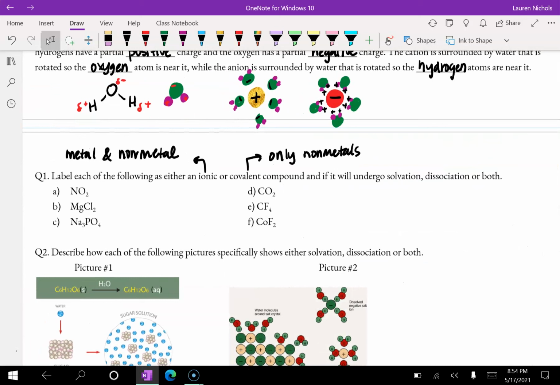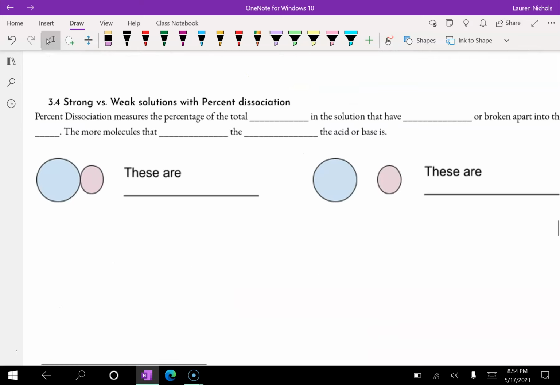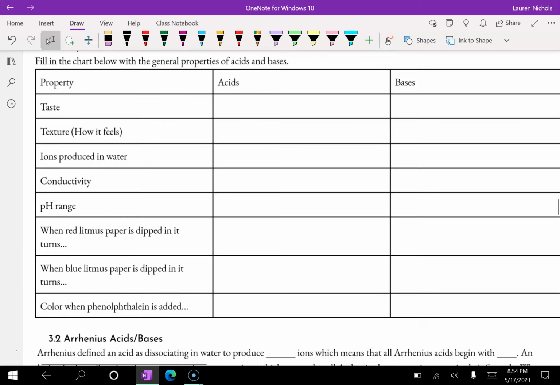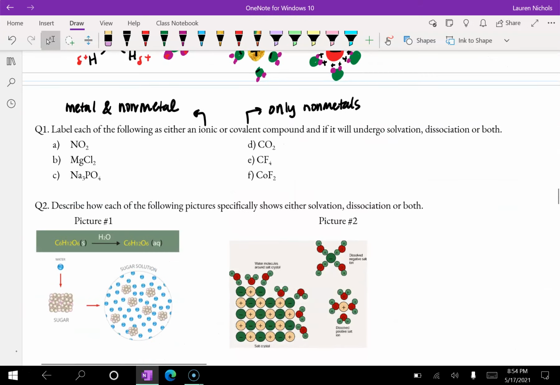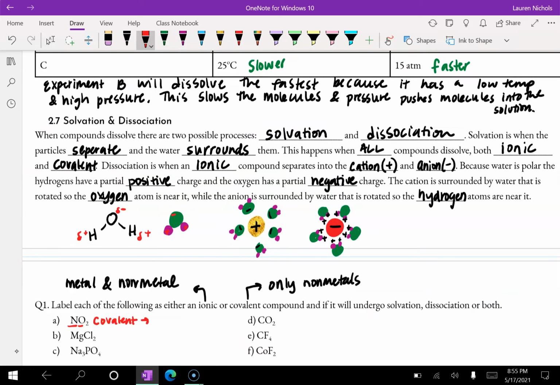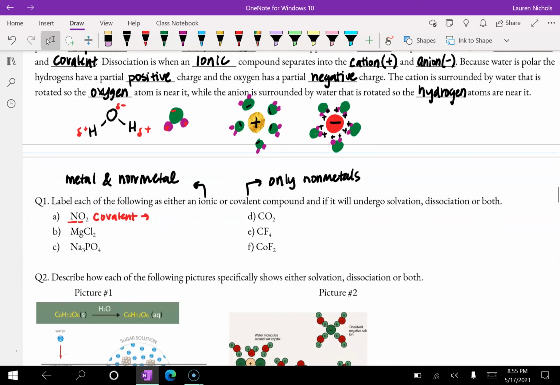So when we look at this, we want to label them as either ionic or covalent and decide if it will undergo solvation, dissociation, or both. Okay, sorry, my tablet scrolled. So when we look at NO2, nitrogen is a nonmetal and oxygen is a nonmetal. So this is covalent, which means it will undergo, remember, look up here, solvation happens in both of them, but dissociation only happens with ionic. So that means a covalent compound will experience solvation only.